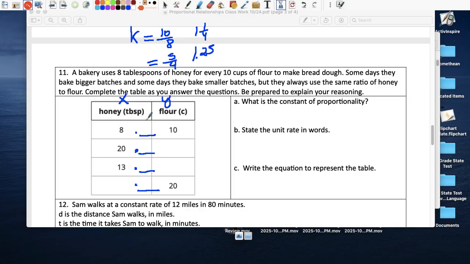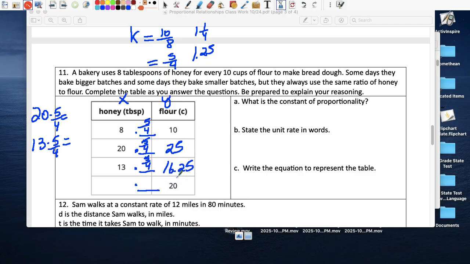So over here, I'm just going to write 5 over 4. 5 over 4 times 5 over 4 times 5 over 4 times, well, I'm going to leave that one blank. So the second one, what happens when I have 8 tablespoons of honey? How many cups of flour do I need? Well, 20 times 5 over 4, and that's going to give us 25. 13 times 5 over 4, I have no idea what that is. So let's do 13 times 5, enter, divided by 4. We're going to need 16.25, 16 and a quarter cups of flour.